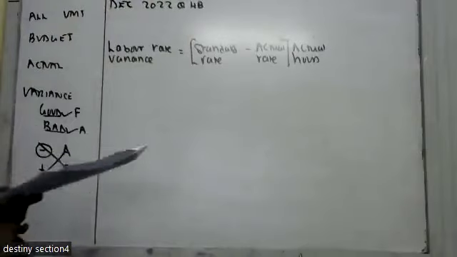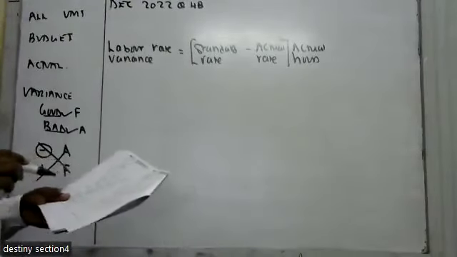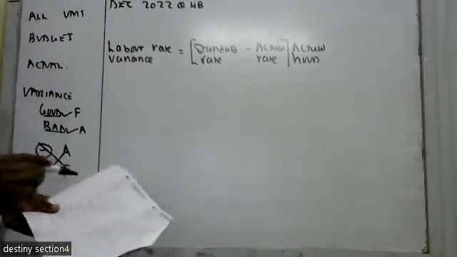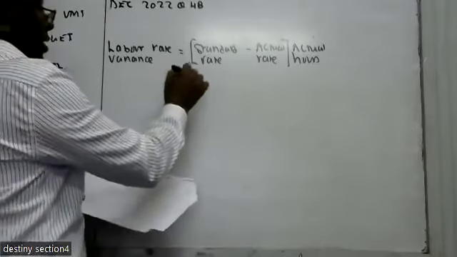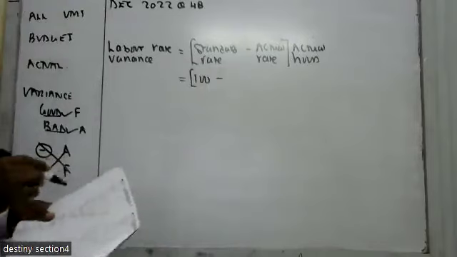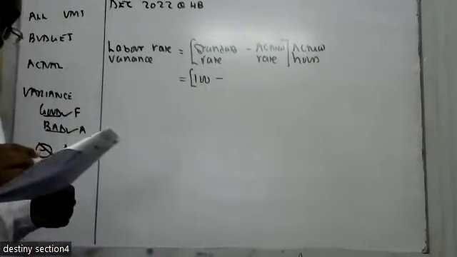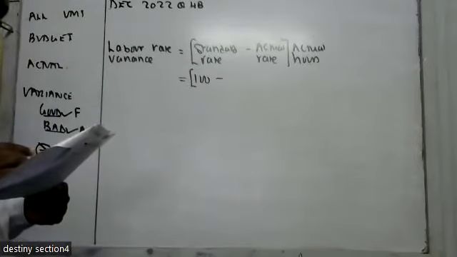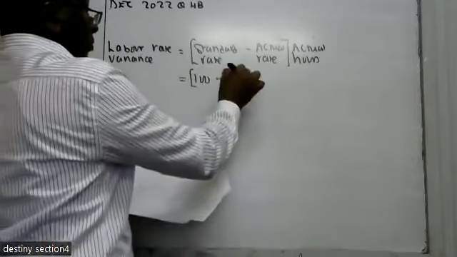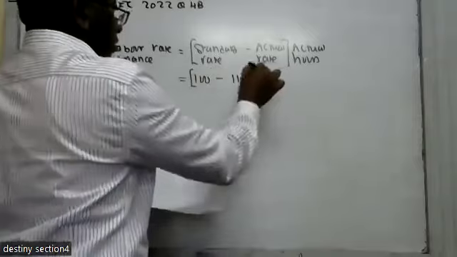Sasa unarudi pale kwa standard card. Unaangalia mahali kuna direct labor. Unaambiwa direct labor is 5 hours at what? 100. So that is the standard rate, 100. You minus the actual rate. Unakimbia huko kwa actual figures. Unapata direct wages was 6,800 at what? 110. And the actual hours, they are 6,800.